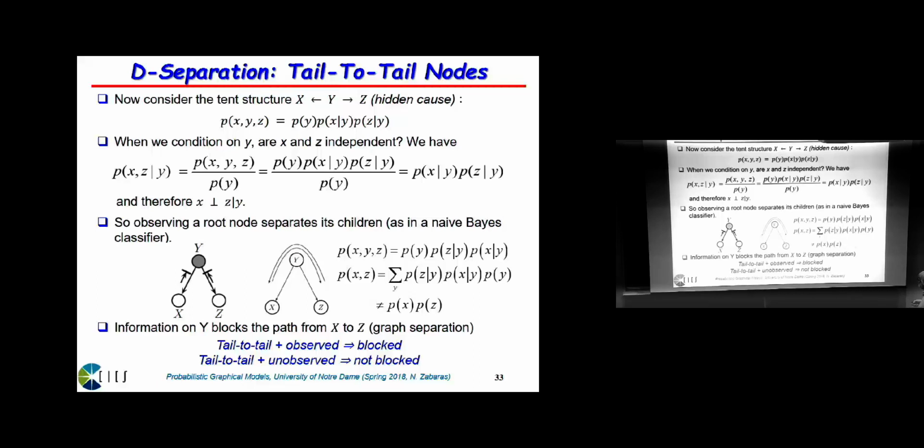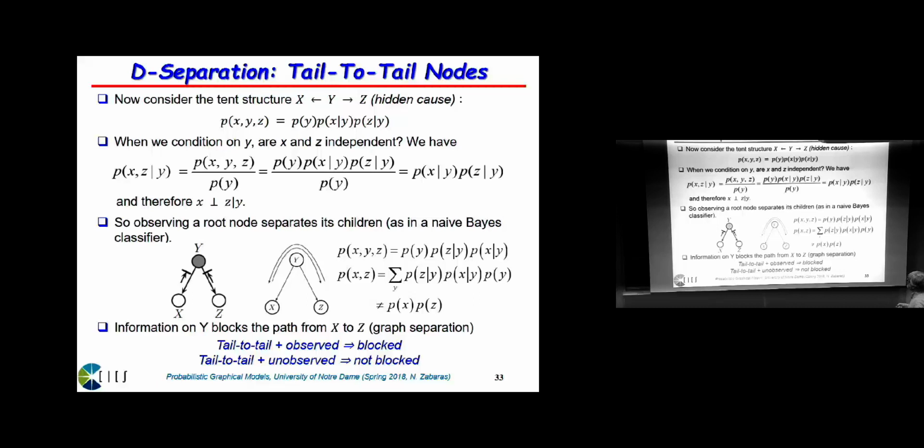Again, in this case with a V structure, we have tail and tail and observed. No, I'm sorry, it's not a V structure. This is the fork structure, right? So we have tail and observed. The path is blocked. If it's unobserved, the path is unblocked.